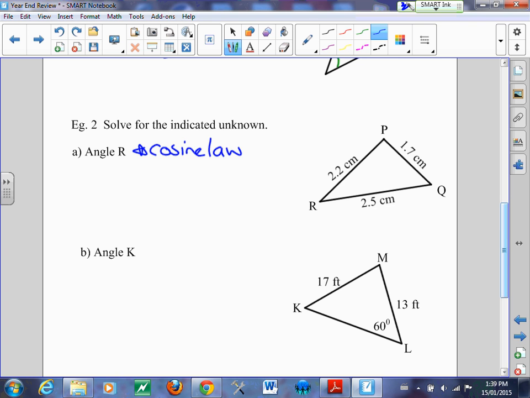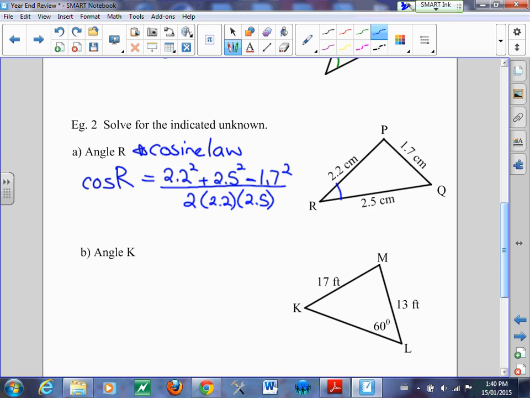Okay? So to do cosine law, ladies and gentlemen, you take the cos of the angle you're finding, which in this case is R. And that equals the two sides that are beside it squared, so 2.2 squared plus 2.5 squared, but you always have to subtract the opposite side squared. Now this formula you'll find on your formula sheet, folks. You don't need to memorize it. You just need to know how the pattern works. Divided by 2 times the two sides that touch R, which are 2.2 and 2.5.